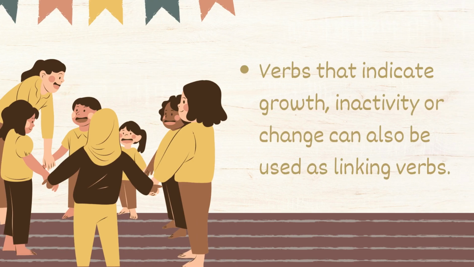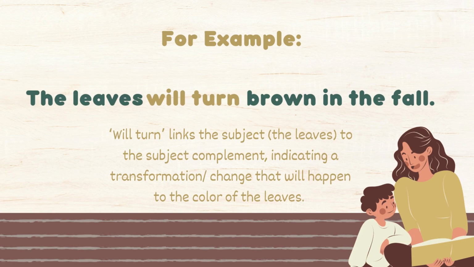We also have the verbs that indicate growth, inactivity, or change. These can be used as linking verbs. For example, the leaves will turn brown in the fall. The verb phrase will turn links the subject, the leaves, to the subject complement, indicating a transformation or change that will happen to the color of the leaves.